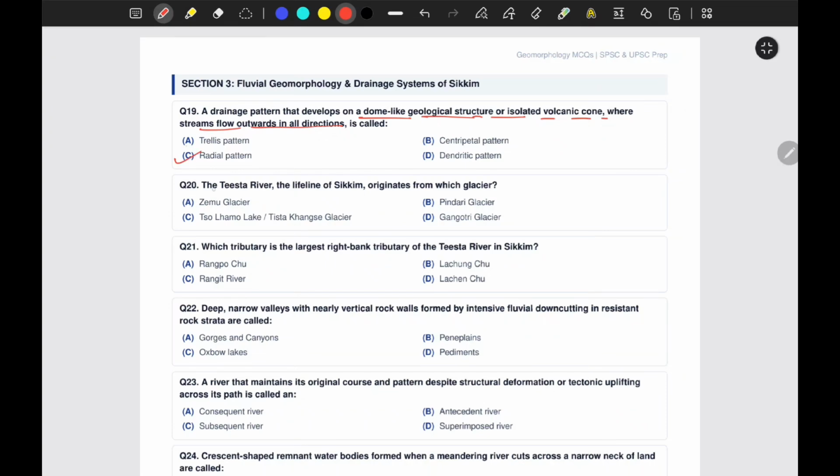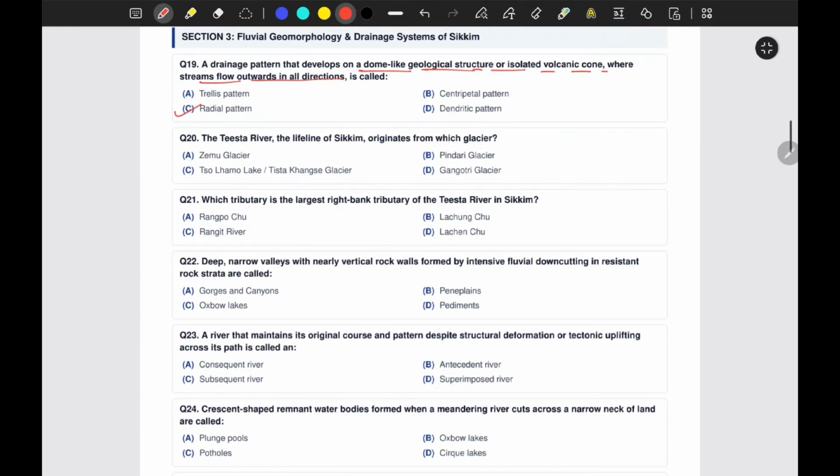Question number 20. The Tista River, the lifeline of Sikkim, originates from which glacier? Zemu Glacier, Cholamu Lake, Gangotri Glacier, or Pindari Glacier? The correct answer is Cholamu Lake.